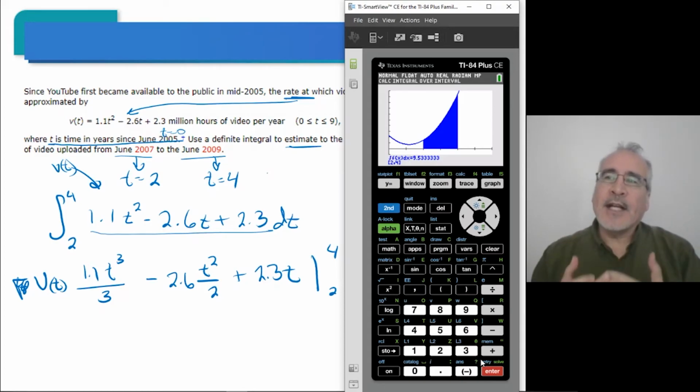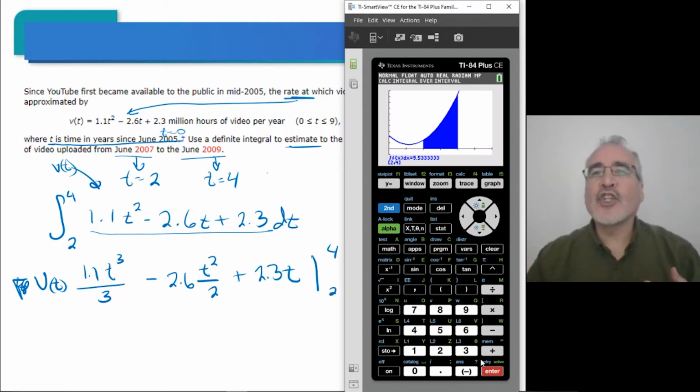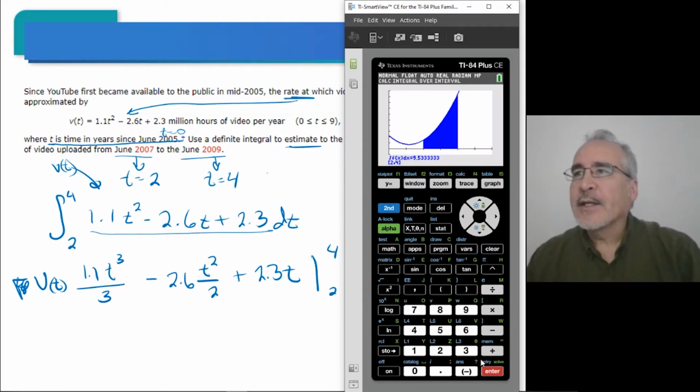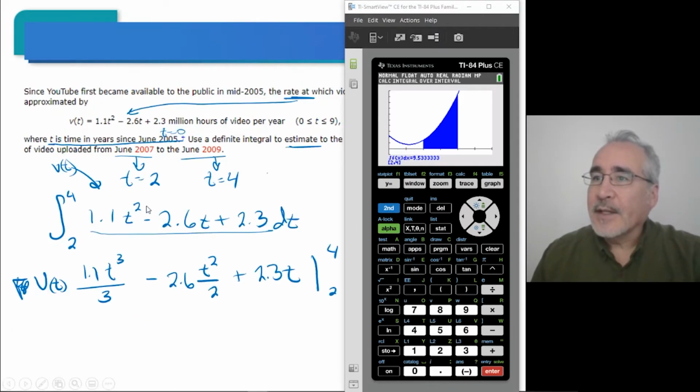What I like about this is it shows us what we are getting. We're getting the area underneath the curve. Remember, this curve is a rate. So the area under the curve is accumulation. How much have we accumulated? This is going from 2007 to 2009. We've got 9.5. Let's back up. So our answer will be 9.53. And again, it's in millions of hours.